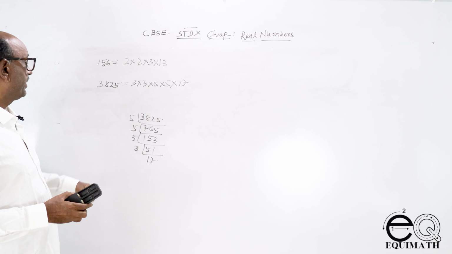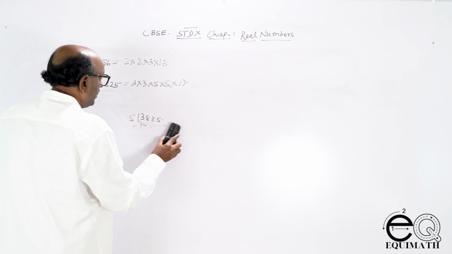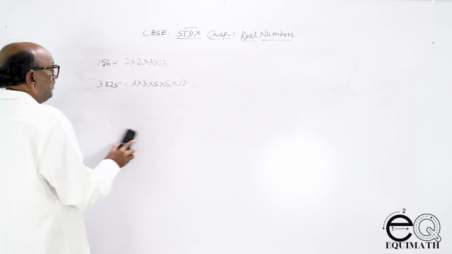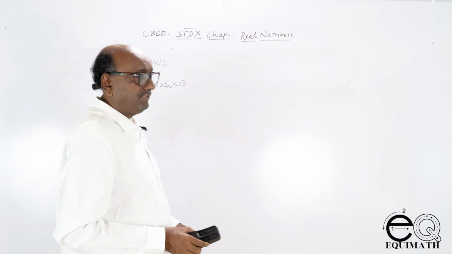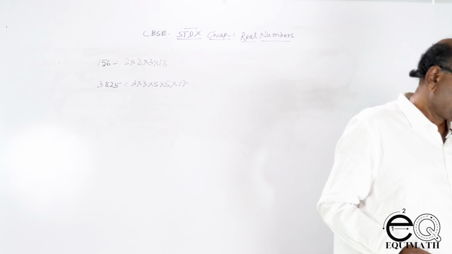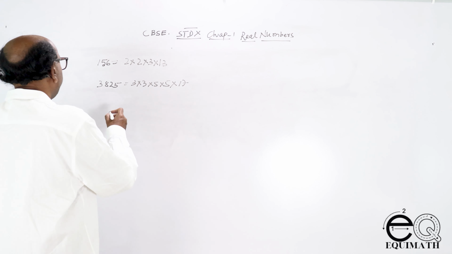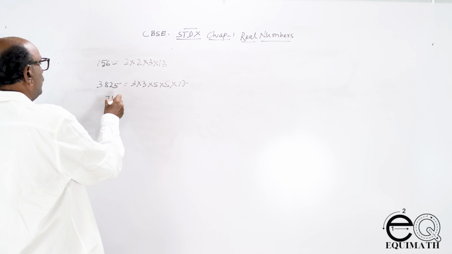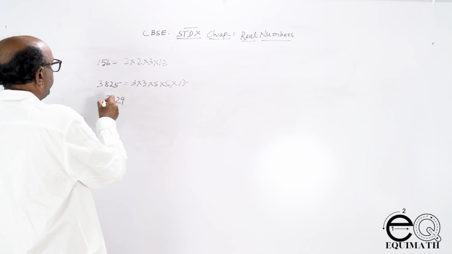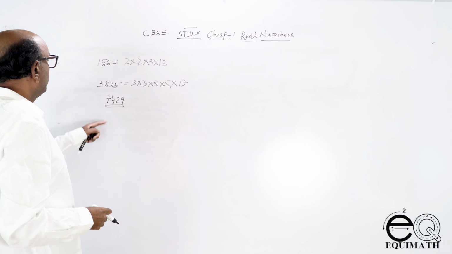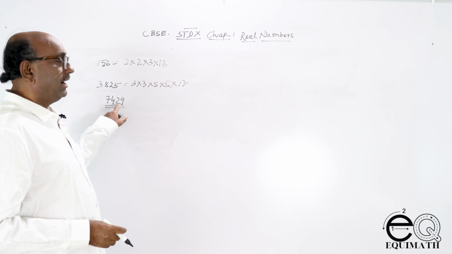Do it yourself. Next part: find the prime factorization of 7429. Do it yourself.